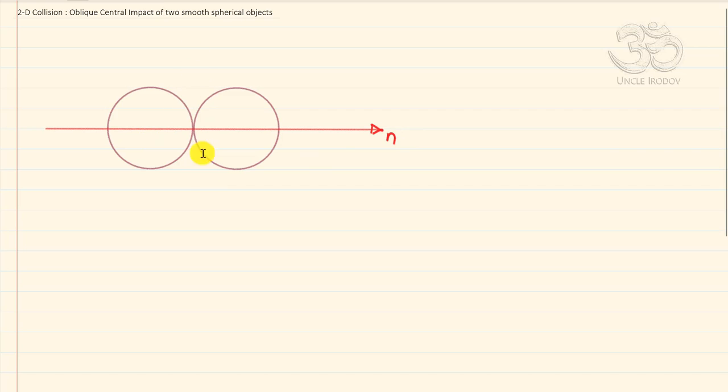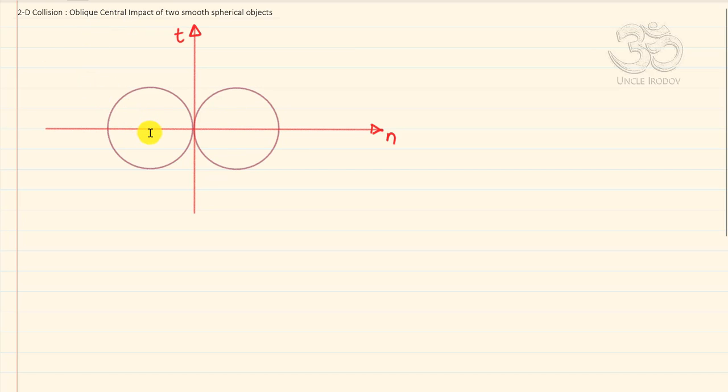And then there is a perpendicular axis here, which is going to be the t-axis. So let's take that t-axis too. So let's say this axis is the so-called t-axis. And these two balls, because the center of mass of the first ball lies on the line of impact and the center of mass of the second ball also lies on the line of impact, this is a central collision.